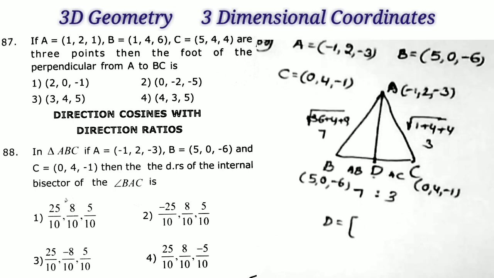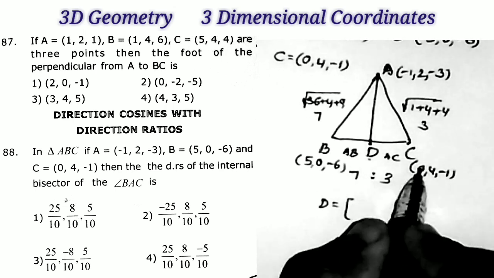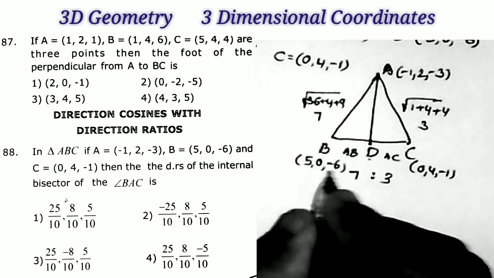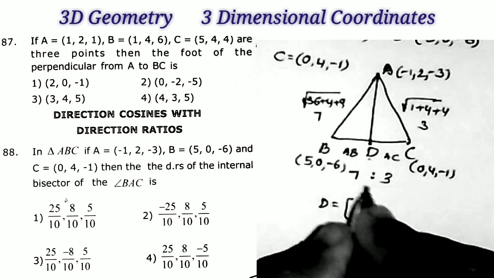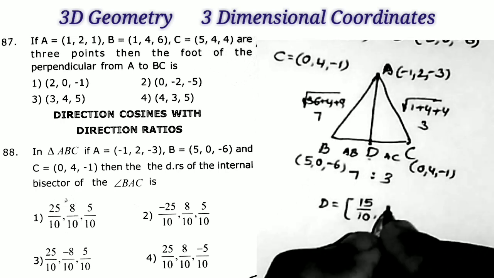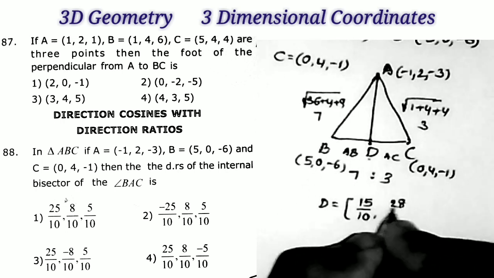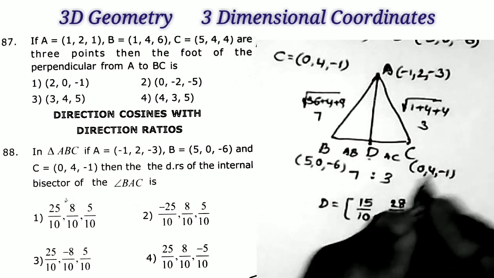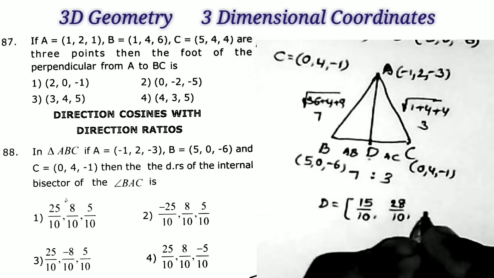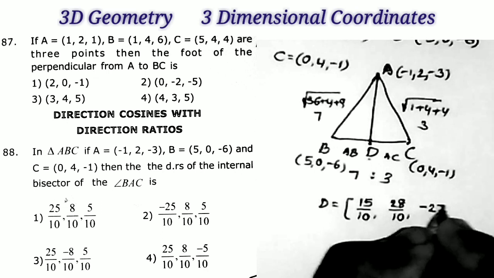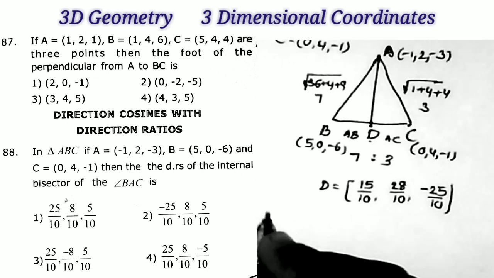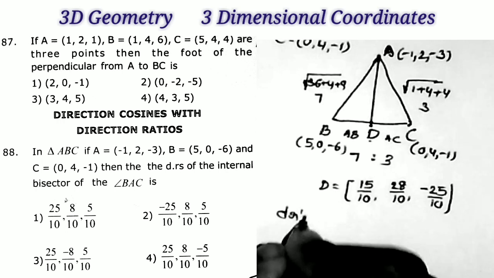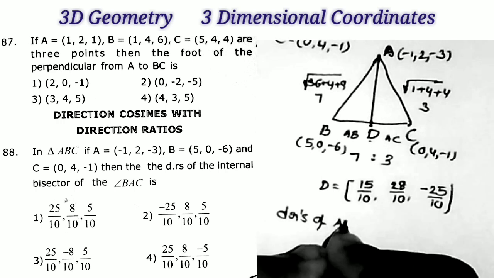Now I am finding the D point. mx2 plus nx1: 7 into 0 plus 5 into 3, 0 plus 15, 15 by 10. my2 plus ny1: 28 plus 0, that is 28 by 10. mz2 plus nz1: minus 7 minus 18, minus 25 by 10. This is the D point. Now what are the DRs of AD here? Therefore we want the DRs of the internal bisector, the DRs of AD.